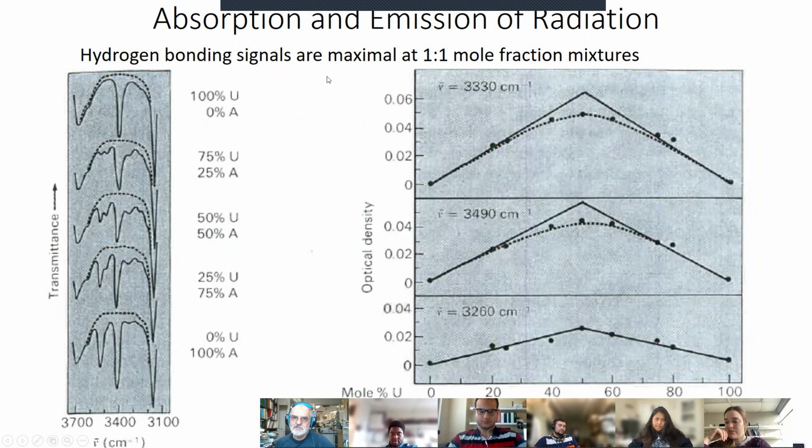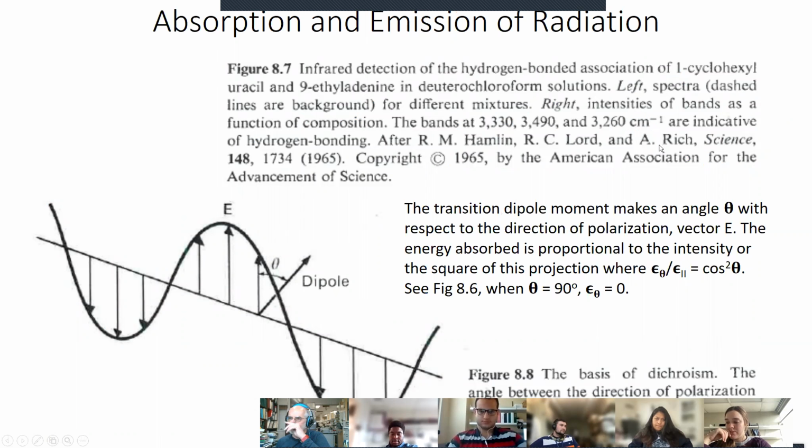This is 1965. This comes from the lab of Alex Rich, a real early study on the fact that uracil and adenine hydrogen bond to one another. Now that's something you just know. You have been taught that now, right? That U and A hydrogen bond. Well, somebody had to discover that.